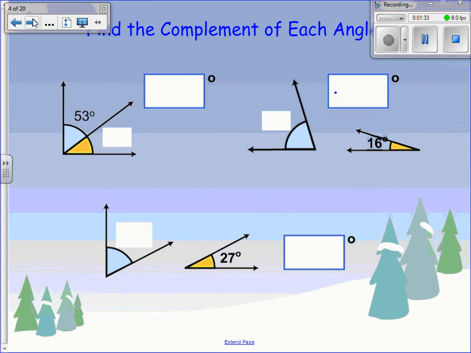Here are some examples to practice on your own. Basic subtraction.